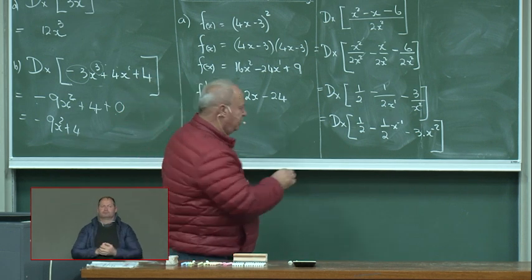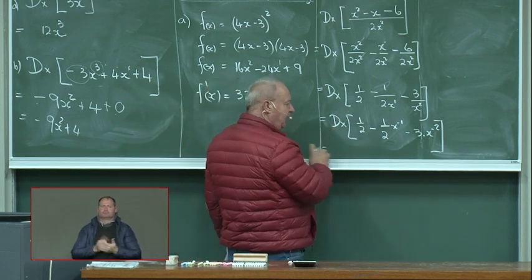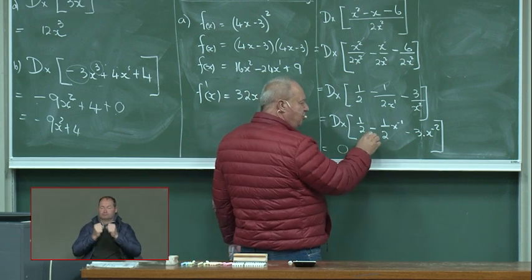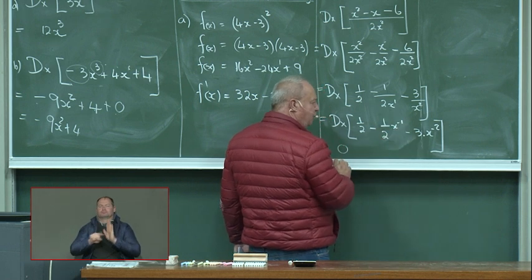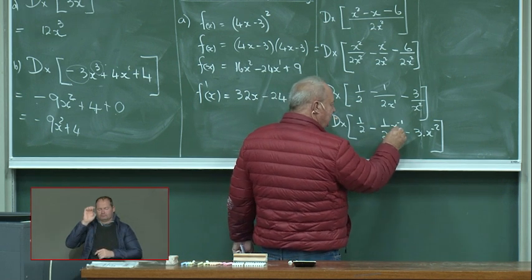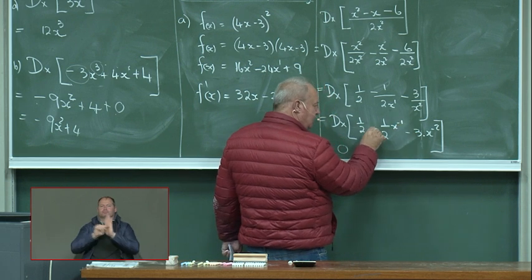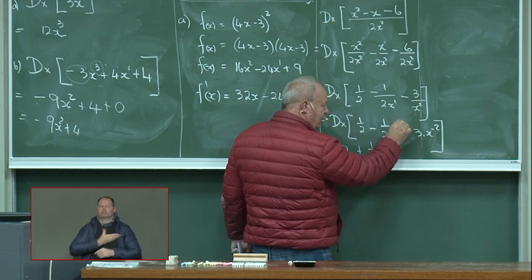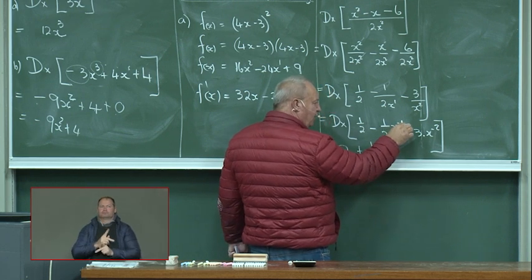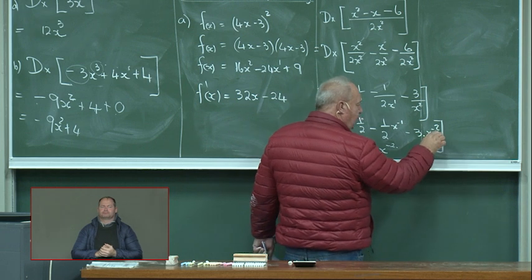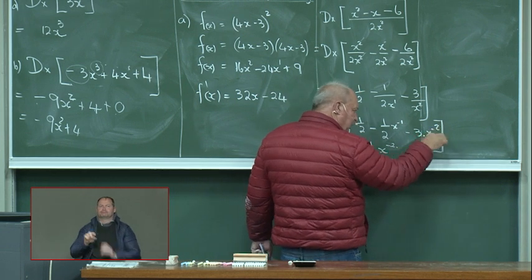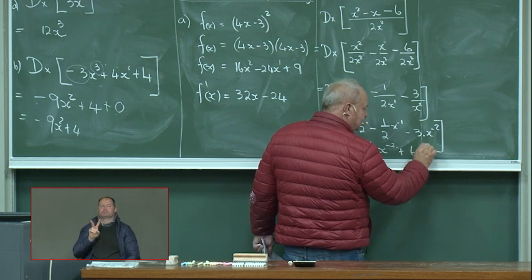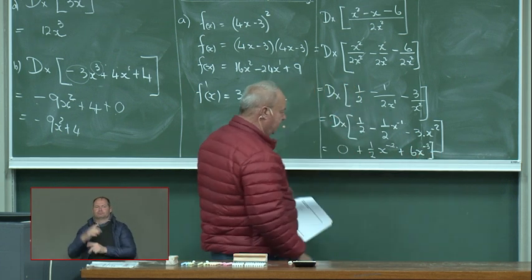Now I'm going to differentiate. When you differentiate, you drop d/dx. What's the derivative of a constant? 0. What is the derivative of negative a half x to the power negative 1? Negative 1 times negative a half is plus a half. We're going to keep x and subtract 1 from the exponent. Negative 1 minus 1 is negative 2. The exponent negative 2 times the coefficient negative 3 is 6. Keep x, subtract 1 from the exponent. Are you happy with that? Right.